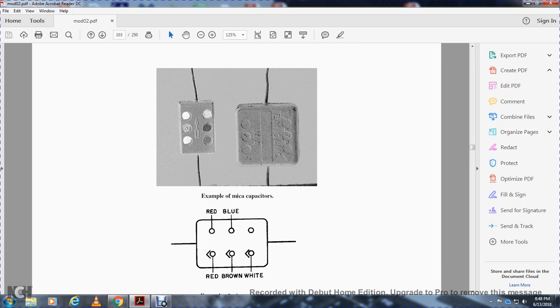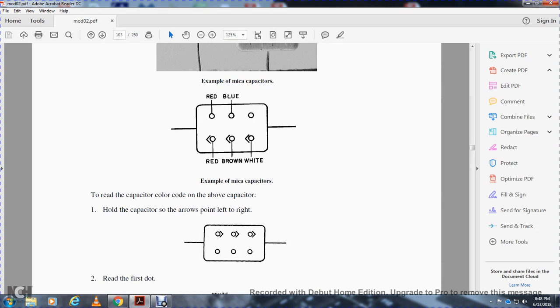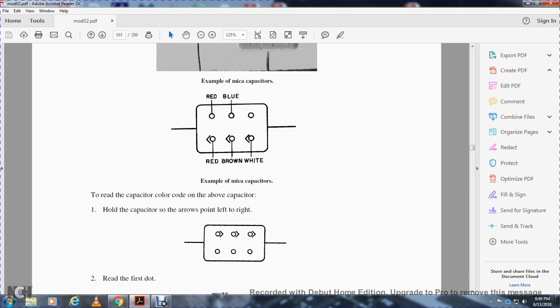So you're going this way. This would be an example of the mica capacitors: red, blue, and then white, red, green. To read the capacitor color code above the hole, the capacitor arrows point to the left. Read from left to right.